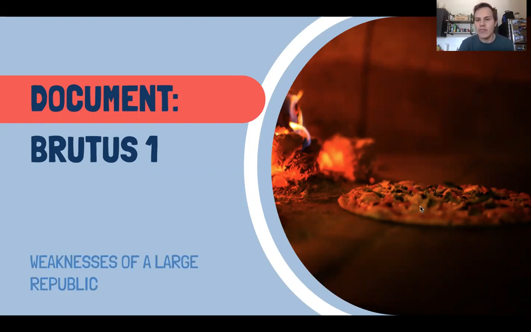Now you can see here we've got this lovely image of a pizza, and I always say whenever you think of Brutus 1, you're going to want to think of a pizza. Why is that? Well, Brutus 1 is about the weaknesses of a large republic. You like pizza, I'm guessing, but you don't want to just eat the whole thing. You got to slice it up to fully enjoy the pizza. Brutus says that a republic is the exact same way. And everything about his argument, down to the fact that he calls himself Brutus, is very specifically chosen.